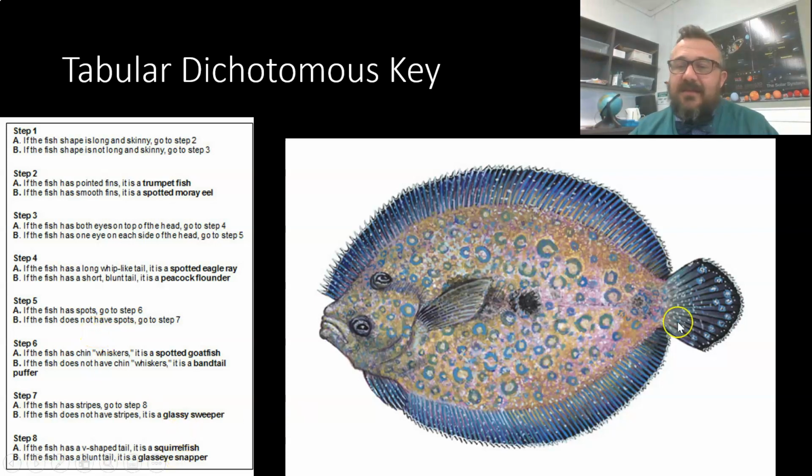So here, whether or not it's got a V-shaped tail or a blunt-shaped tail, actually it's probably a blunt tail. V-shaped would be like this. So it's probably a glass eye snapper, according to that. But you'll see that up here, the blunt tail or the whip-like tail is what separates it from the only 2 options that were available at that point. Also, the fish looks goofy, and that's kind of fun. That's why I chose this one.